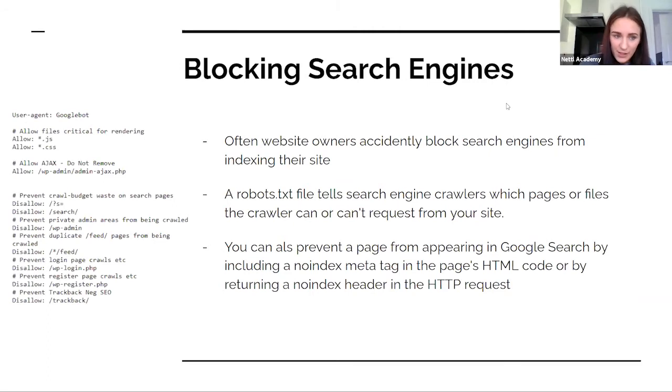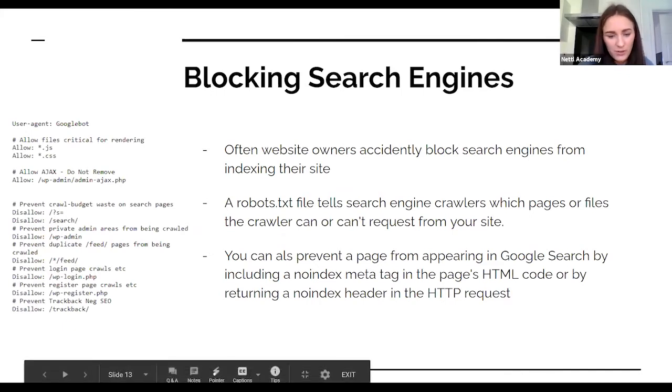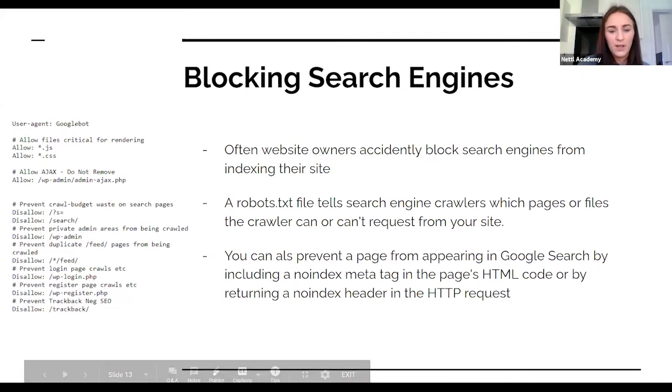So, blocking search engines. Often we accidentally block search engines from being able to index our website, and that's usually done through something called a robots.txt file. If you imagine a Word document or a PDF file, that's essentially what this is, but it's a file that is hosted on your website.